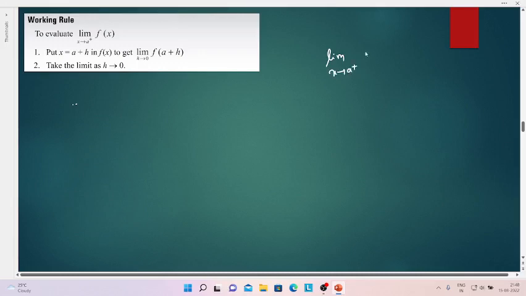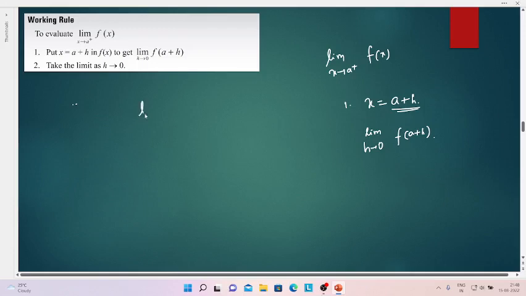To evaluate the limit as x tends to a plus of f(x), there are two particular methods given to you. One is to put x equals a plus h. This is the working rule. The first rule is we have to put x equals a plus h in f(x) to get the limit as h tends to 0 of f(a plus h), and take the limit as h tends to 0.